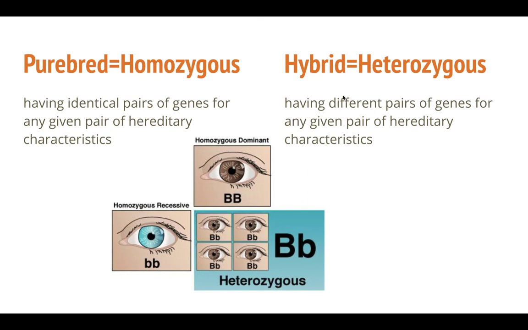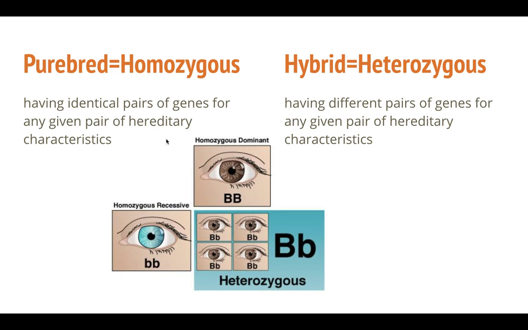Now, the video also talked about hybrids. So hybrids have two different alleles for a specific trait. This is also known as heterozygous. So you guys have seen these prefixes before. You should remember that hetero means different.